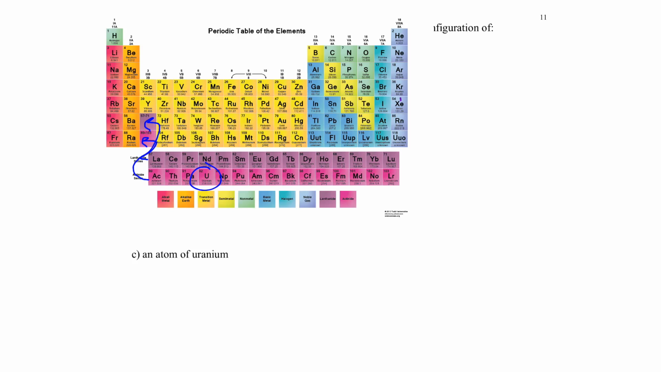So starting off, it would start normally. So it would go 1s2, 2s2, 2p6. That finishes the 2nd row. Up to here would finish the 3rd row. Okay? Now, when we get to the 4th row, we'd start normal, 4s2.